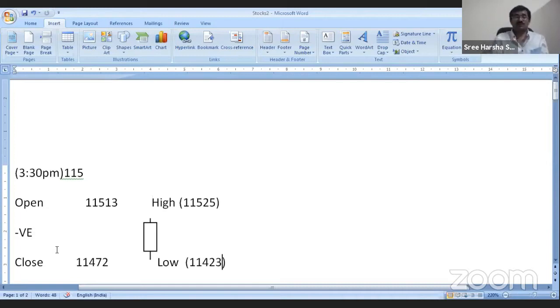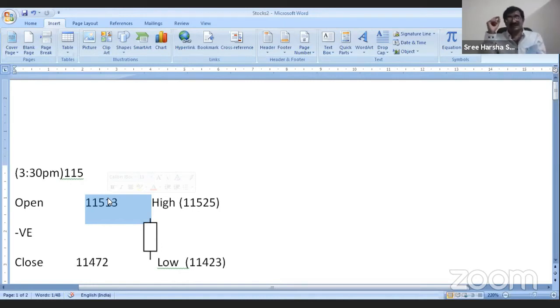So that will be the open price. If you see today, the market opened with a gap and it opened at 11,513. The overall market sentiment was extraordinarily good, and because of that the market opened quite high. We opened at 11,513. After that, the market came down, went up, came down, went up. All those things have happened today.